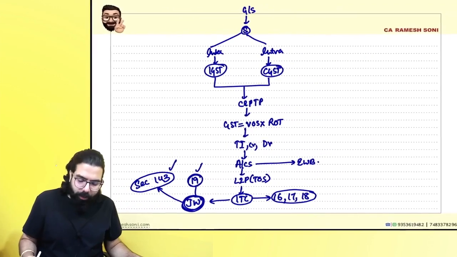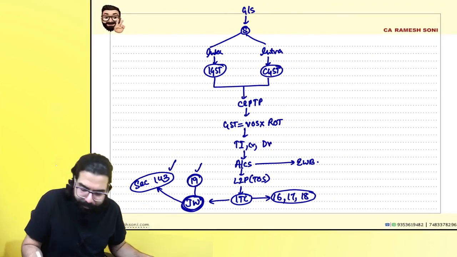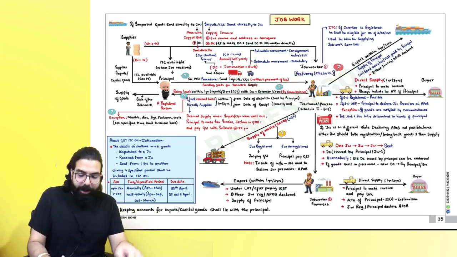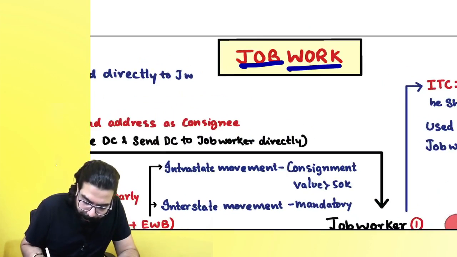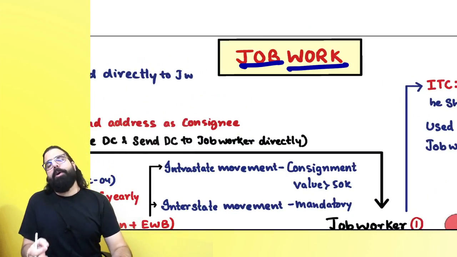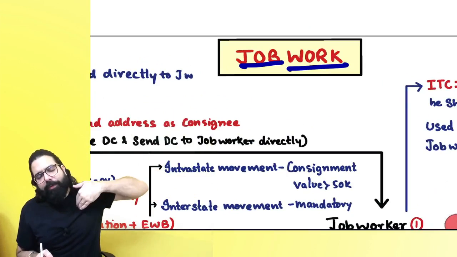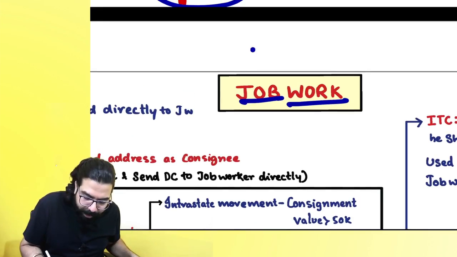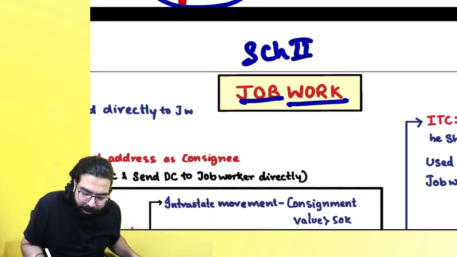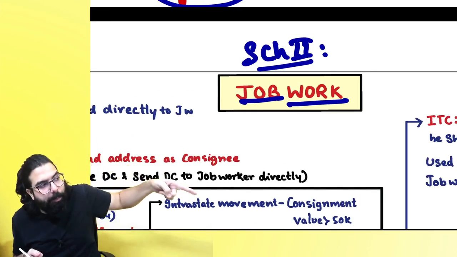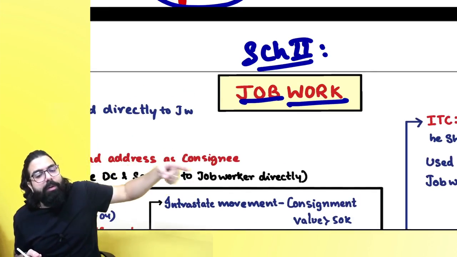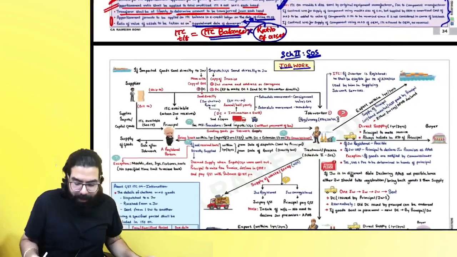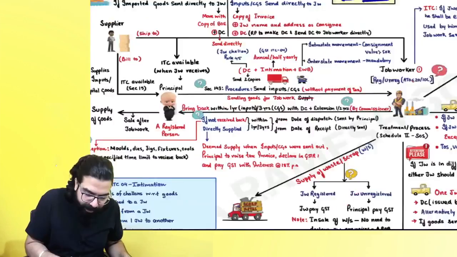Let's do the chapter of job work now. Remember one thing: any treatment or process on another person's goods is job work. I hope you remember that when we learned Schedule 2, it told you that doing a treatment or process on another person's goods means you are doing job work for him, and job work is always a supply of service. Let's understand this now.